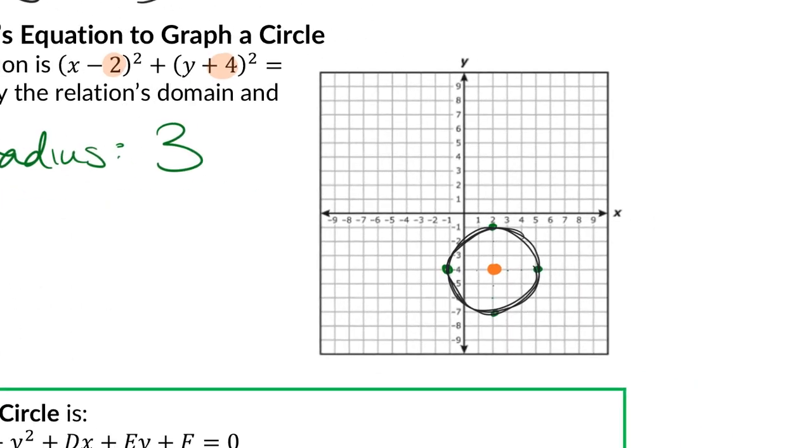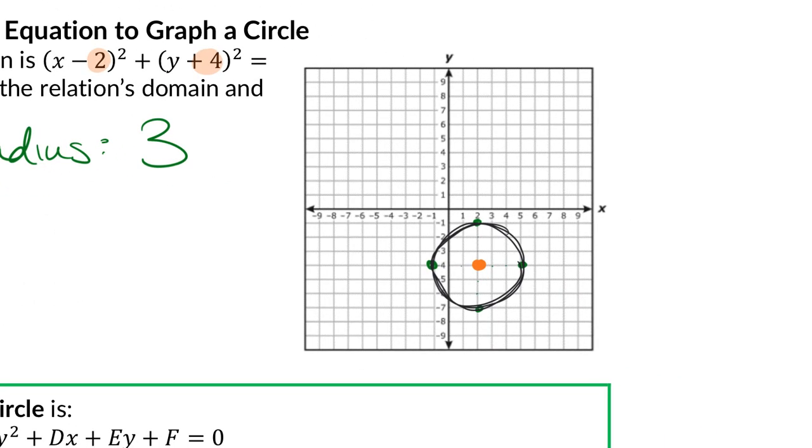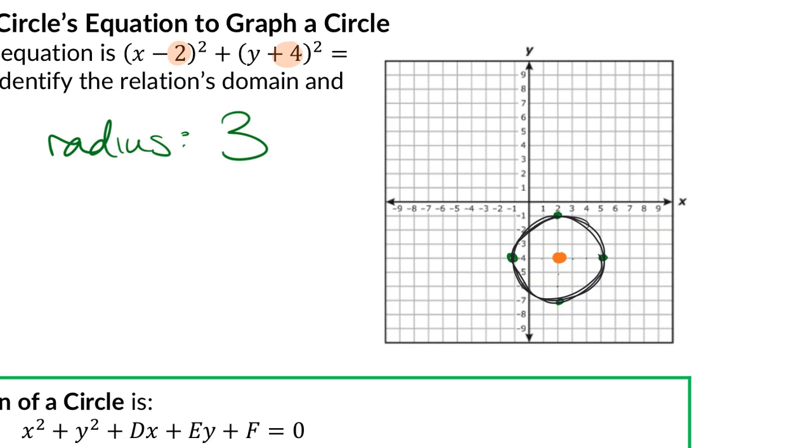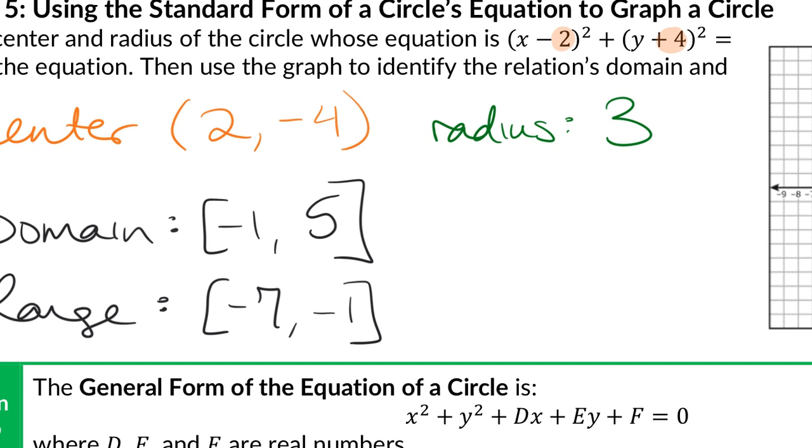We went 3 to the left of the center point, 3 to the right of the center point. For the range, how low does this graph go? How high does this graph go? Negative 7, negative 1, which is why we wrote that as our range. You're adding and subtracting the radius length from the x's, then adding and subtracting the radius length from the y's to give me the domain and range.